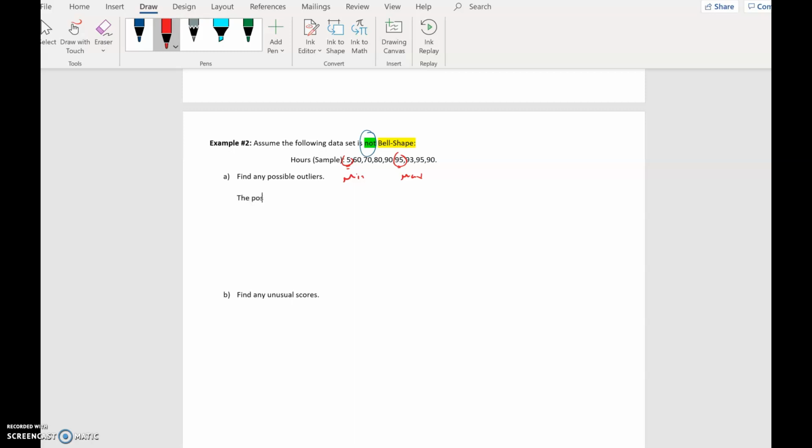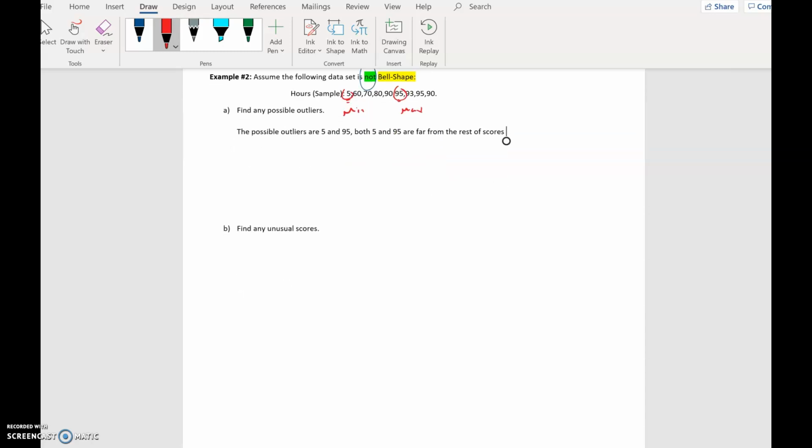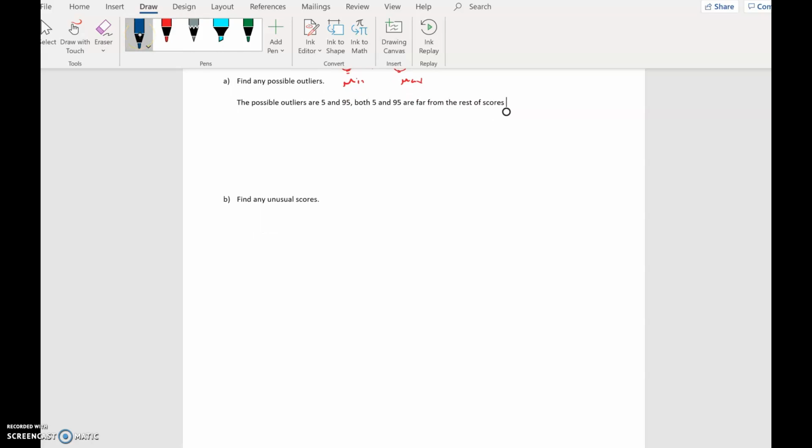And let me write it as the possible outliers are technically 5 and 95. You can say both 5 and 95 are far from the rest scores. Okay, so that takes care of part A. Now, they want us to find, in this case, in B, unusual scores. So we have to calculate the usual interval.